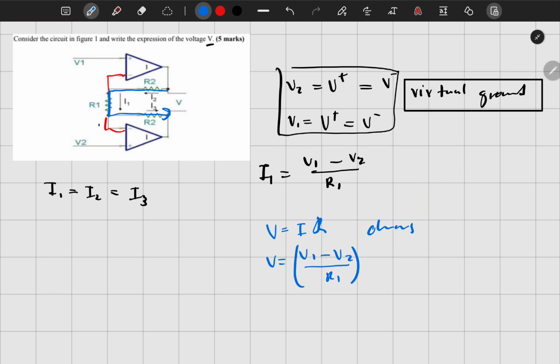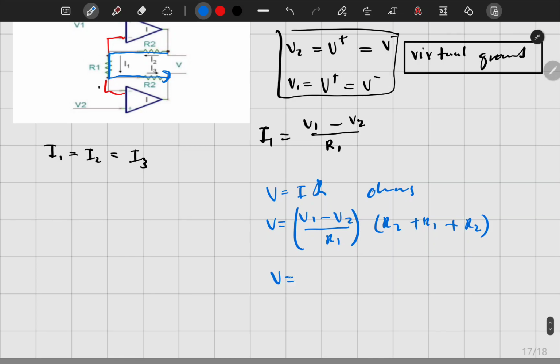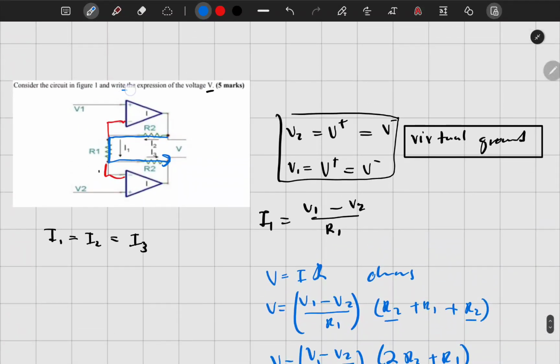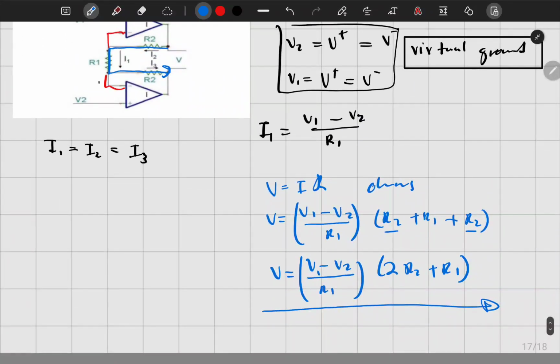What is the resistance throughout here? There will be R2, this is R2, plus R1, this is R1, plus R2 again. So if I put it down, V is equal to (V1 minus V2) all over R1, times (R2 plus R1 plus R2), and here there are two R2. And this is it, we've answered the question: write an expression for V, which is what we did. So now we have our full 5 marks.